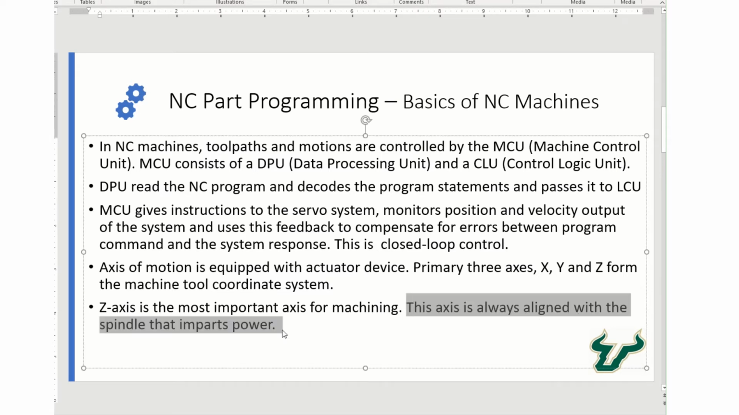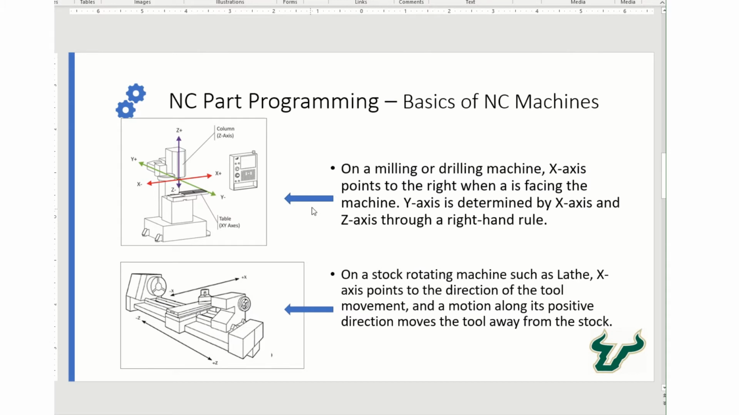This axis is always aligned with the spindle that imparts the power. Okay, so that's how it is decided: the Z axis will be the axis in that particular direction, aligned with the spindle which imparts the power. For example, if you look at this image, on a milling or a drilling machine, the X-axis will point to the right when the operator is facing the machine. Okay, and the Y-axis is basically determined by the X-axis and the Z-axis through the right-hand rule.